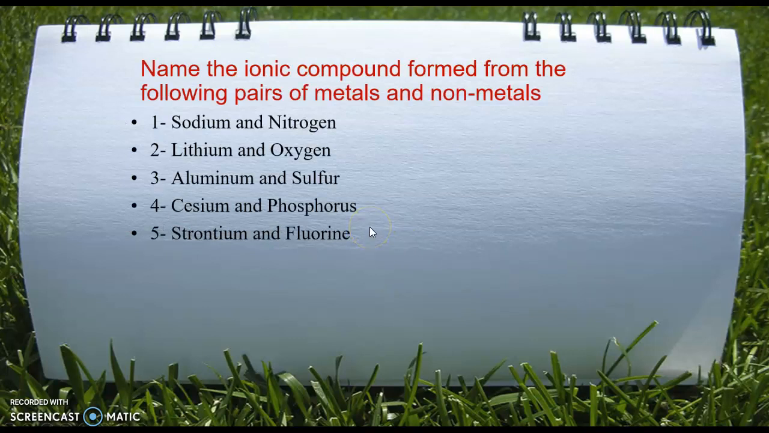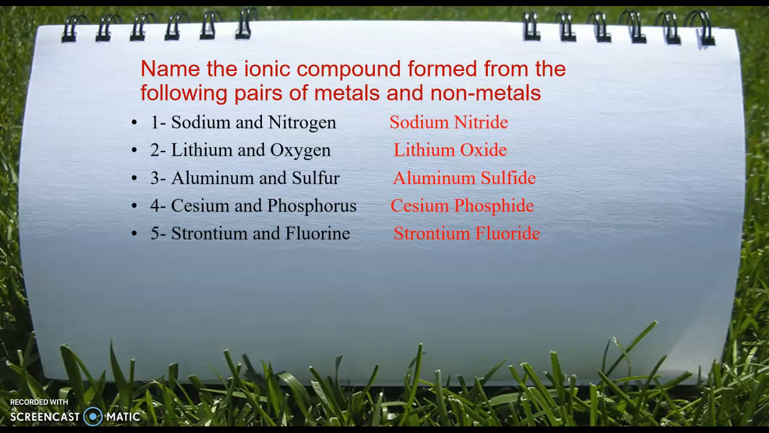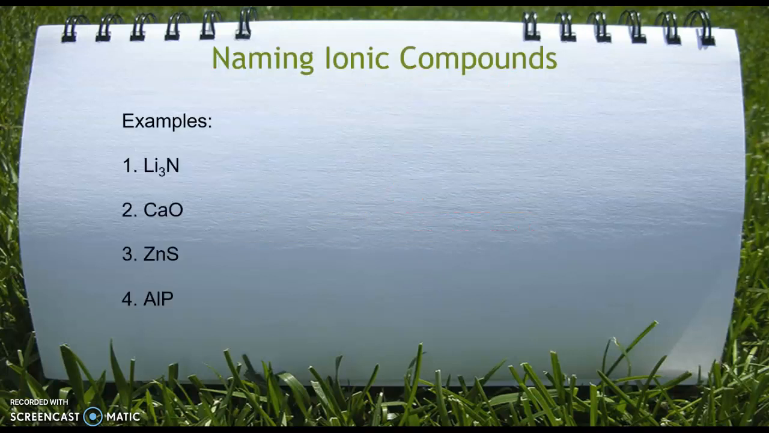So let's look here and try to do this exercise. Pause the video and return when you finish. And we're back, and here are the names of the different ionic compounds formed from these metals and non-metals. That's going to be sodium nitride, lithium oxide, aluminum sulfide, cesium phosphide, strontium fluoride. So it's really important to know that non-metals change whenever you put them in an ionic compound and they form ions.